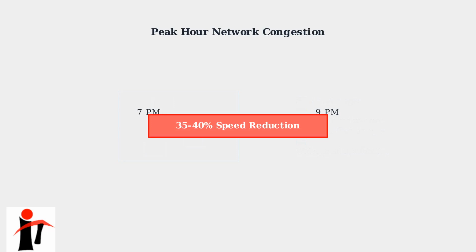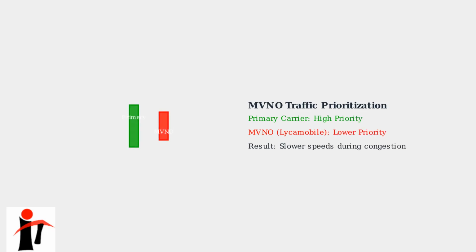Network congestion occurs predictably during peak usage hours from 7 to 9 p.m. local time. During these periods, data speeds can decrease by 35 to 40% due to increased network demand. As a mobile virtual network operator, Lycamobile's traffic may be deprioritized during network congestion compared to primary carrier customers. This quality of service prioritization affects data speeds and connection reliability.